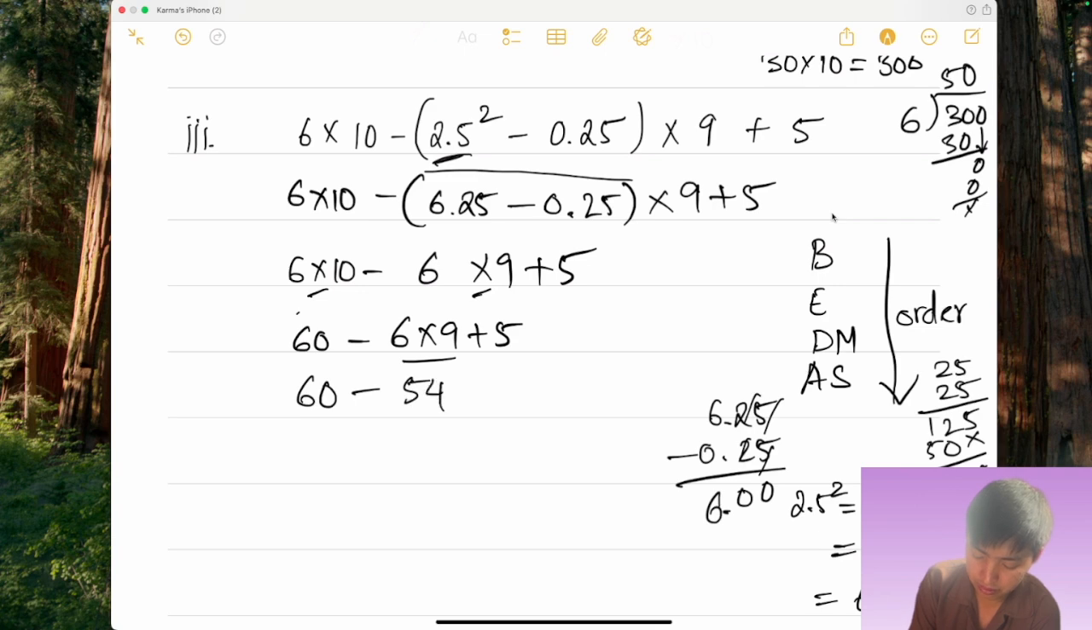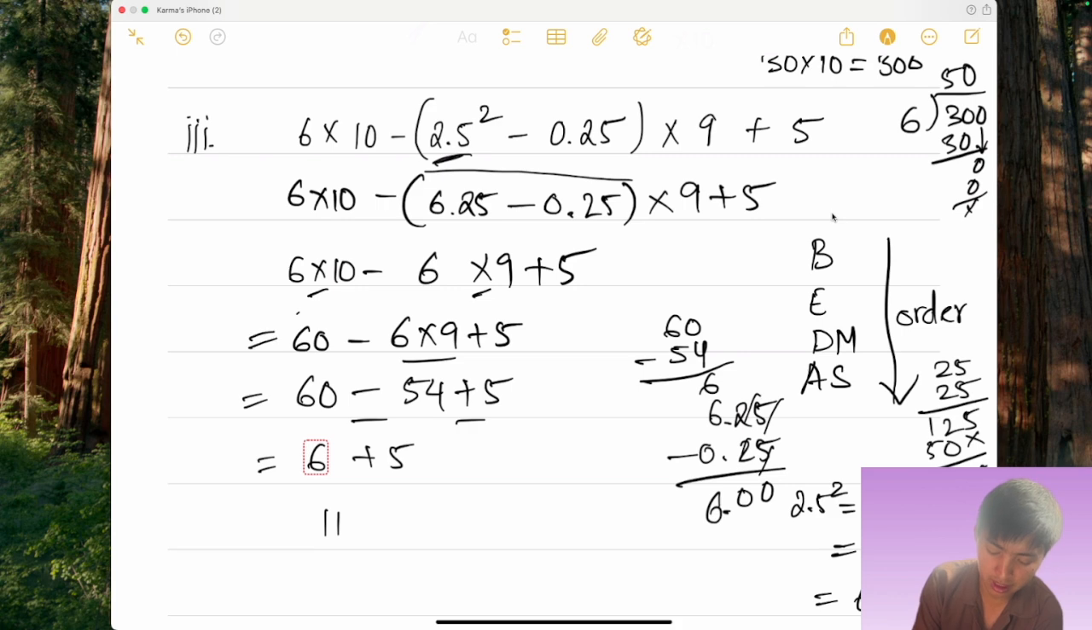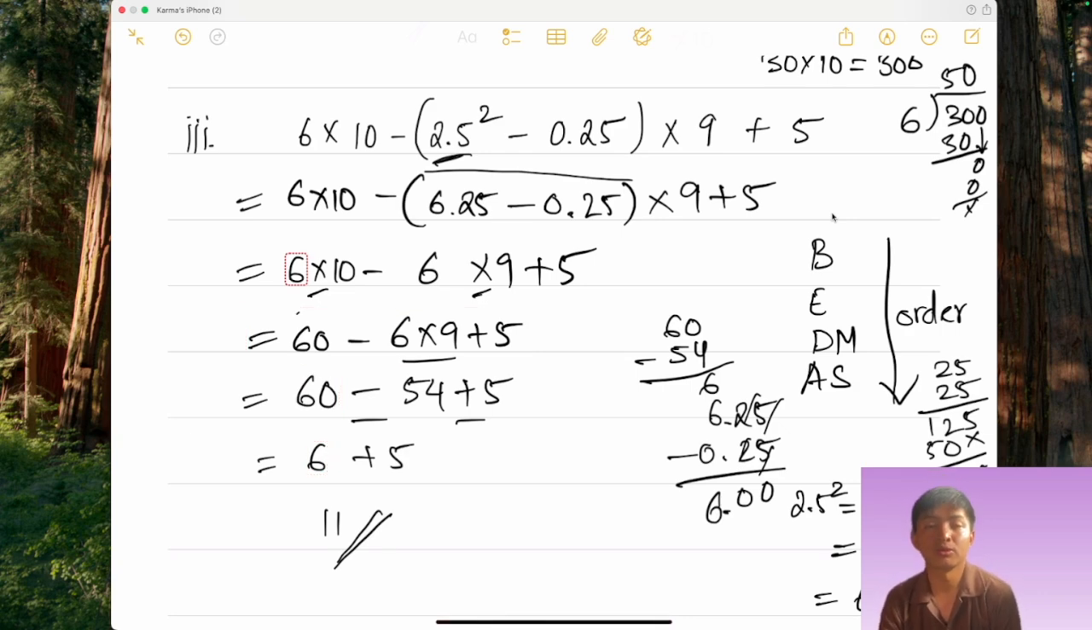Now we are only left with subtraction and addition. According to our rule, we have to solve from left to right. So we first subtract: 60 minus 54 will be 6. So 6 plus 5, and you'll find out that 6 plus 5 is 11. So this is how you use order of operations to solve an expression. I hope you understood the way we are solving an expression using order of operations.